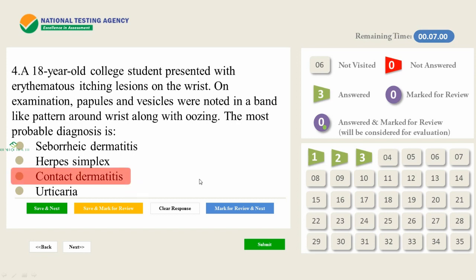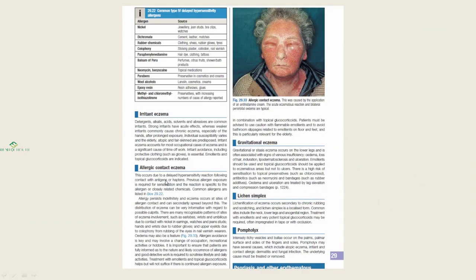So contact dermatitis. If you go back to the textbook, Davidson again, allergic contact eczema, you can see box number 29.22. One more very important thing: when you read Davidson's or Harrison's textbook, all the tables are very important. Even the pictures, and the short description about the picture, are very important. Questions can come from there and you can easily remember this. You can memorize by seeing the picture, and it gives a very practical or clinical application of the theory you are reading.